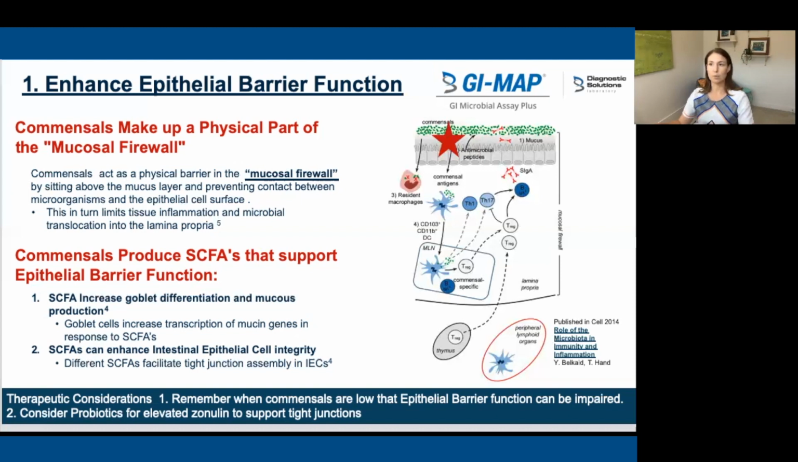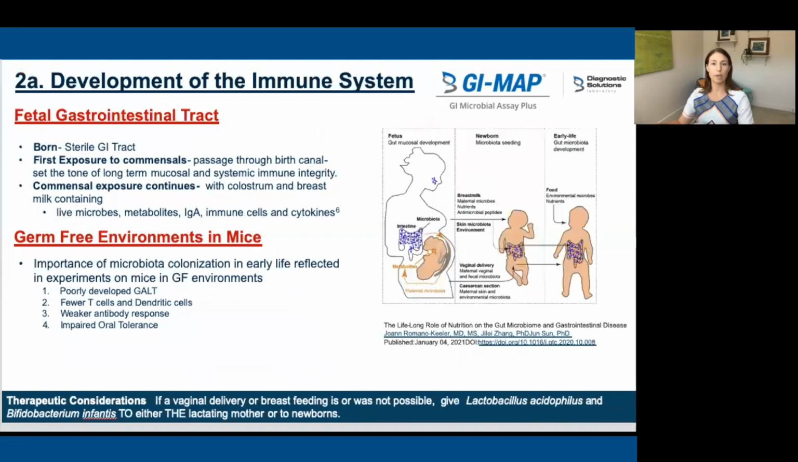All right, let's move on to how our commensal bacteria flora help with the development of our immune system. Under normal conditions, the fetal gastrointestinal tract is actually sterile. So the first exposures that we start to get to the microbiota come through the vaginal canal. Our mothers' vaginal flora helps to wash over our bodies, and that starts to seed some of these beneficial bacteria.